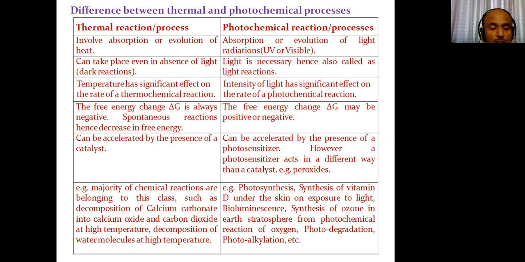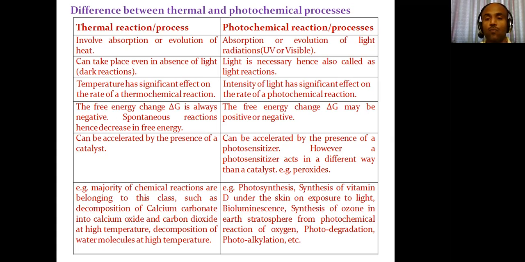Now, last point is about the examples. The majority of chemical reactions belong to this class, that is thermal reactions, such as decomposition of calcium carbonate into calcium oxide and carbon dioxide at high temperature, decomposition of water molecule at high temperature. That is the example of thermal reactions.